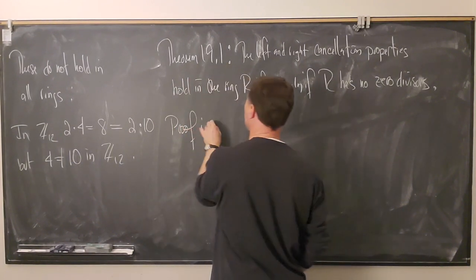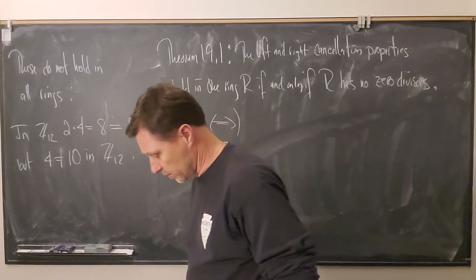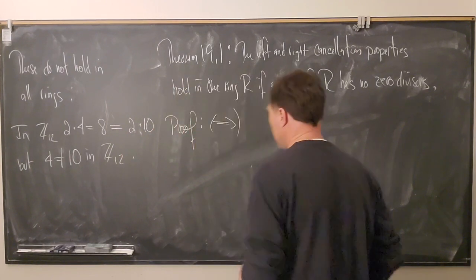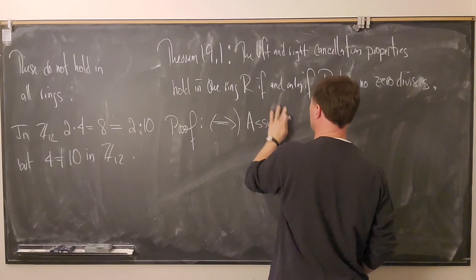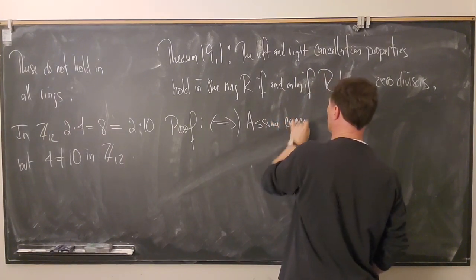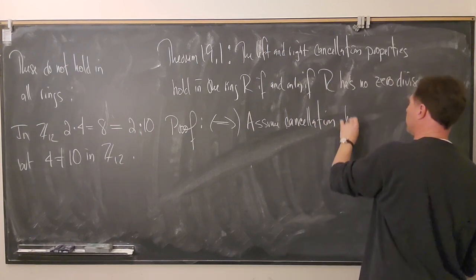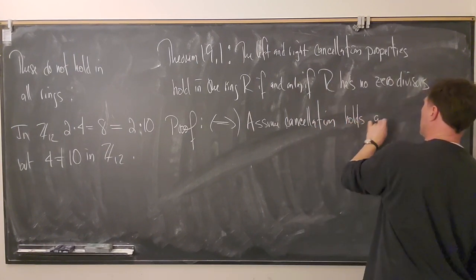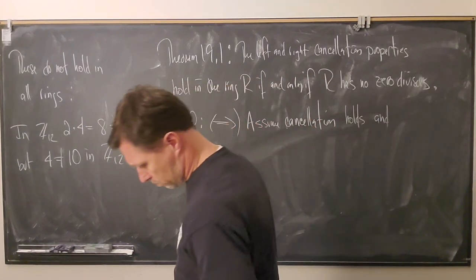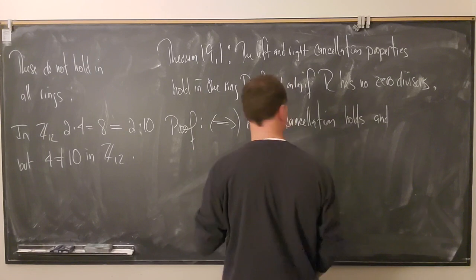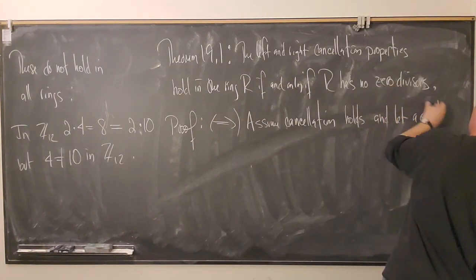So for the proof in the forward direction, if we assume that left and right cancellation holds, let's choose a non-zero element. So let's say little a be in R star.